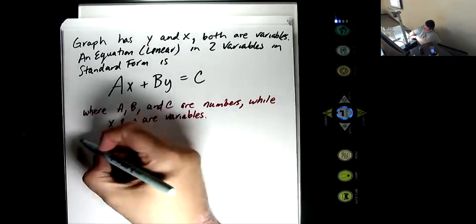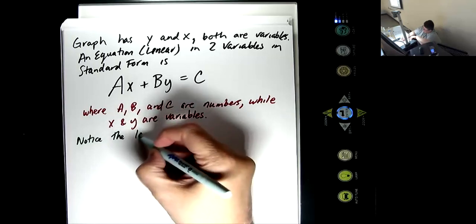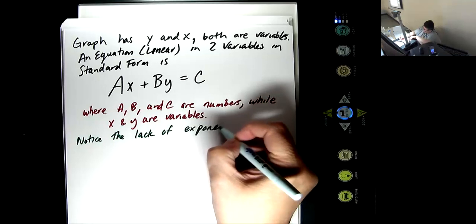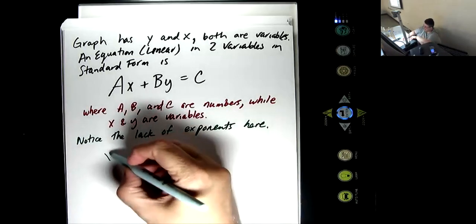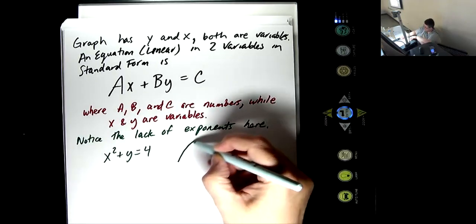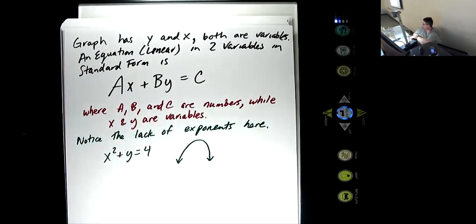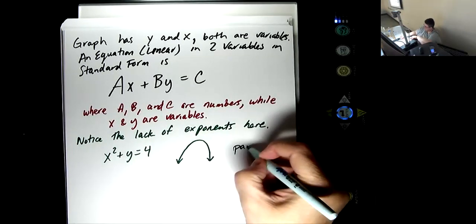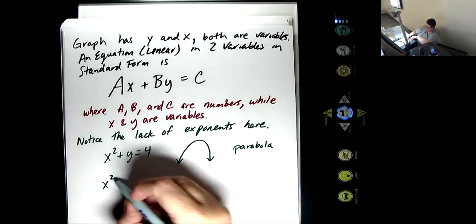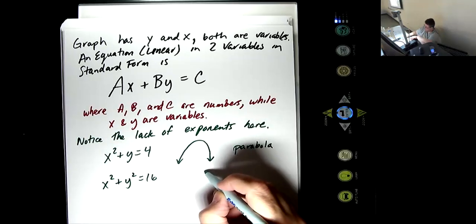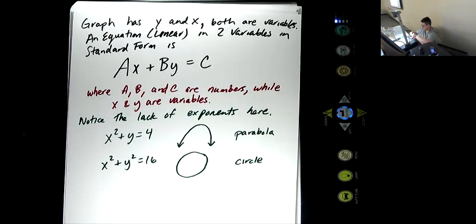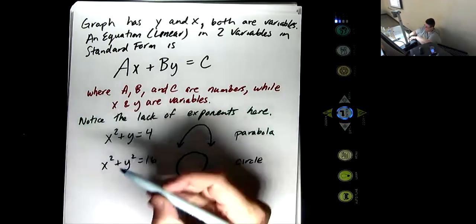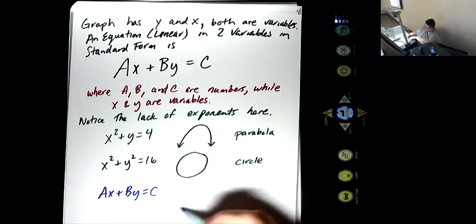Notice there's no exponents. We've talked about exponents before. When we have exponents, you get stuff like X squared plus y equals 4, which makes a curve that looks like a mountain with arrows pointing downward. This is called a parabola. I could have both of them squared, and when they're both squared, we get something called a circle. But when we have AX plus BY equals C, it's just a straight line.